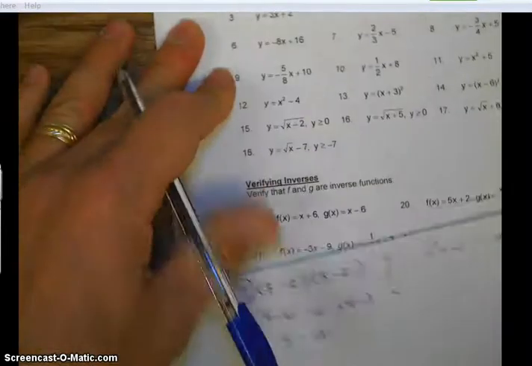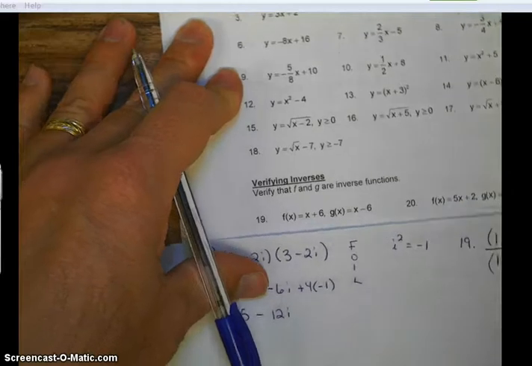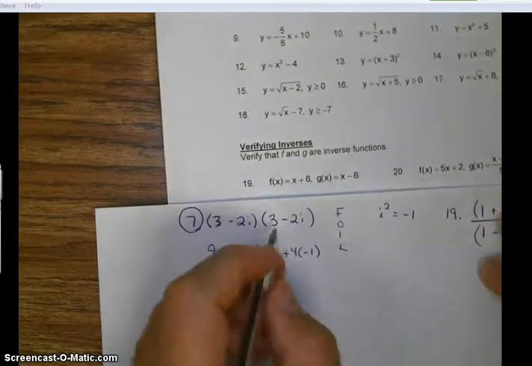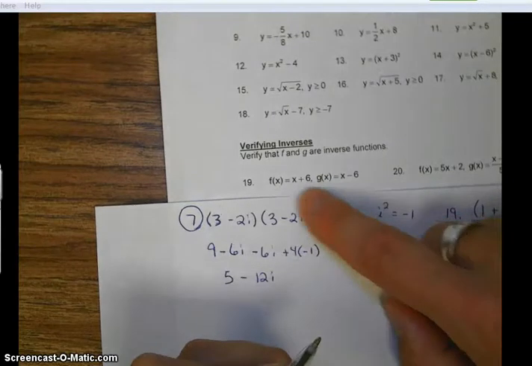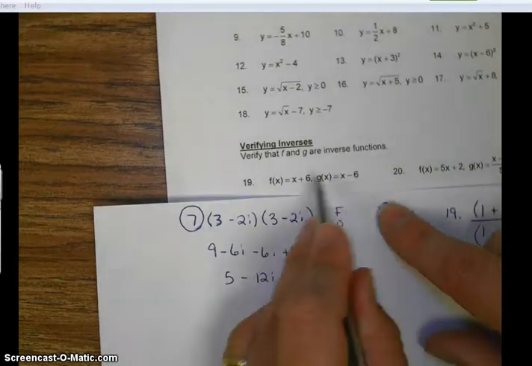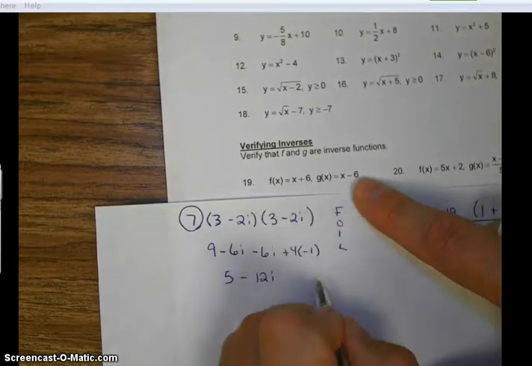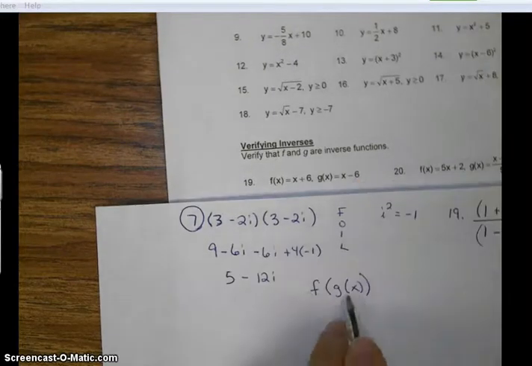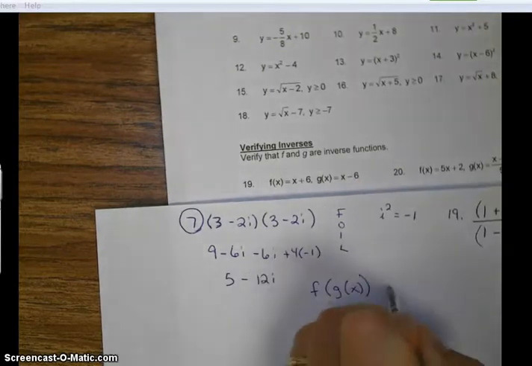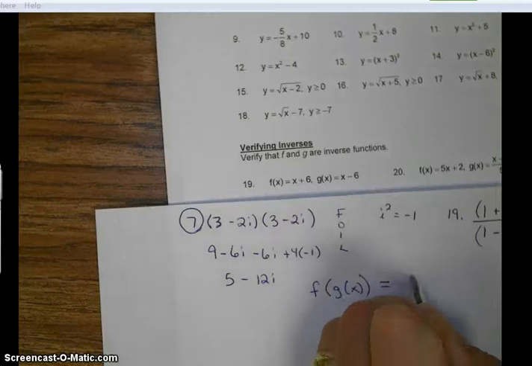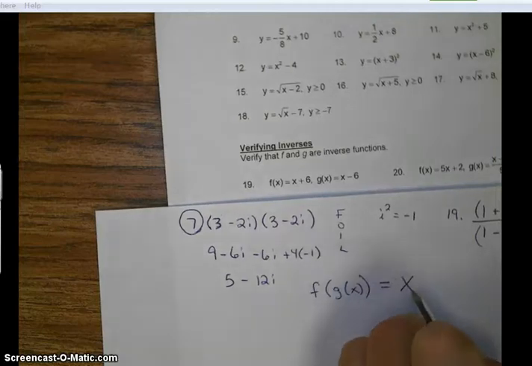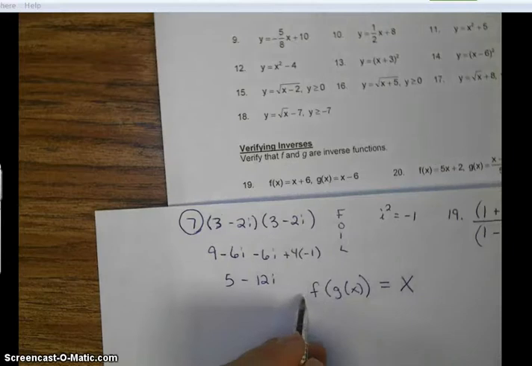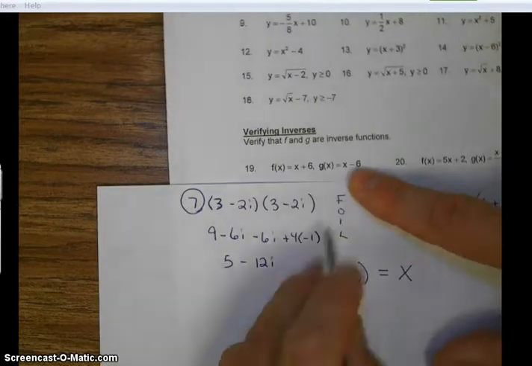Okay. Finally, numbers 19 through 20. Verify F and G are inverses. So don't forget, when you want to verify, you plug one function into the other. So I'm going to go ahead and plug function G into function F, and if I do that and I get x when I simplify it, then they are inverses of each other. So function G is x minus 6.